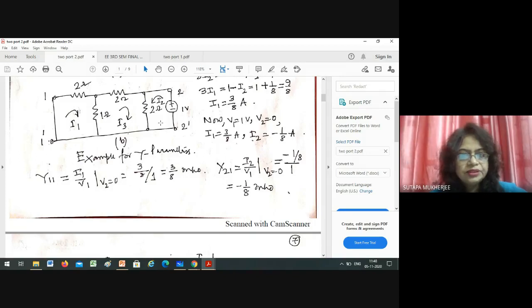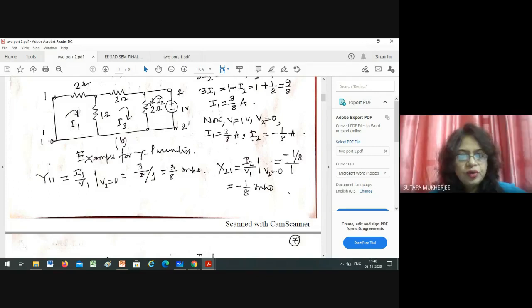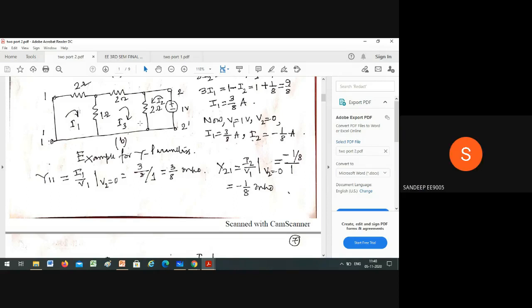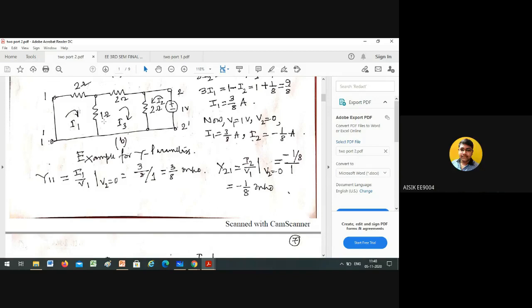What will be the equation? 2 into I2 plus I3 equals 1 volt. 2 into I2 plus I3 equals 1. Yes, that is equal to 1. Okay, now the second equation: 5I3 plus 2I2 is equal to 0.